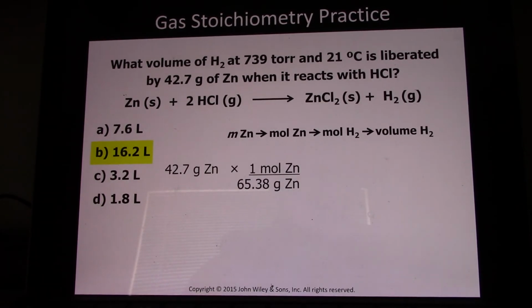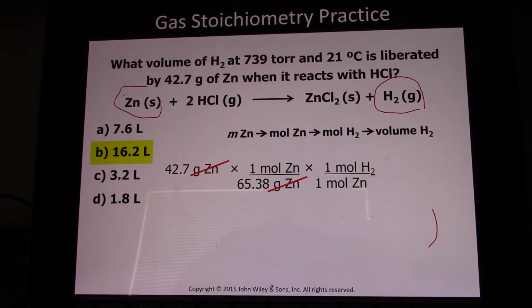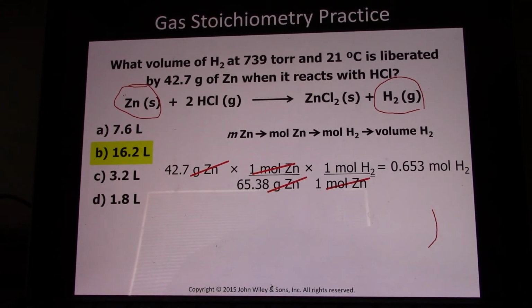And I convert my grams of zinc into moles of zinc. Then I do stoichiometry. It's 1 to 1. I will produce 1 mole of hydrogen for every 1 mole of zinc consumed. And so I'm going to make 0.653 moles of hydrogen, and now I solve for volume.